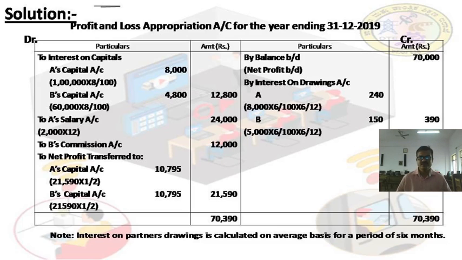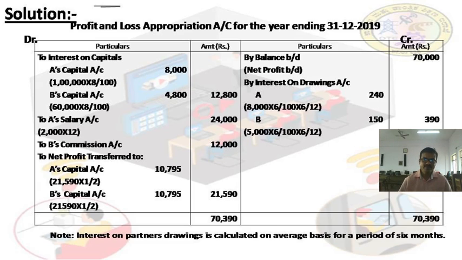Now it is time for balancing. Which side is more? Find out. Again here credit side is more, that is 70,390. From 70,390 you have to deduct the items like interest on capital, A's salary and B's commission. If you deduct interest on capital 12,800, salary 24,000 to Mr. A, and B's commission 12,000, we arrive at a balancing figure of 21,590.